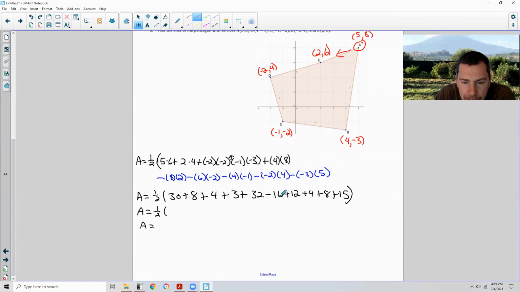Now I'm adding 73, 77, 85, 95, 100. 1/2 of 100, which is 50 units squared. Okay. That's it.